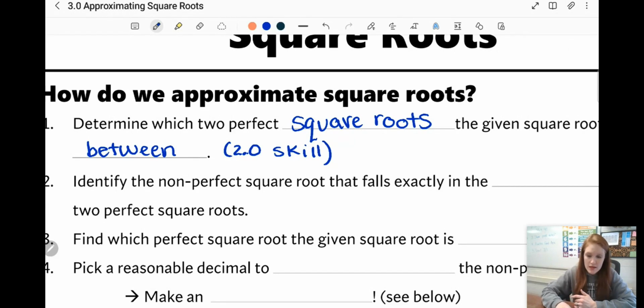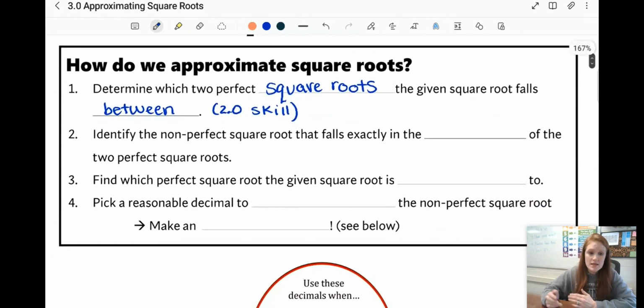Okay, next step is once we know, okay, this square root is between this perfect square root and this perfect square root, our next step is we're gonna figure out what non-perfect square root falls exactly in the middle of those two, okay? It's gonna kind of be our grounding point to figure out where the given one is falling. Is it coming after the halfway point? Is it really close to that halfway point? Or is it bigger than that halfway point?